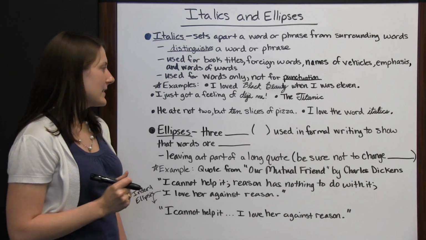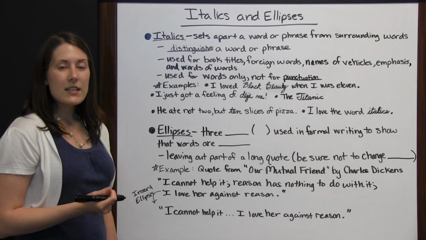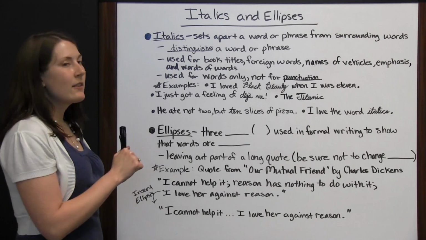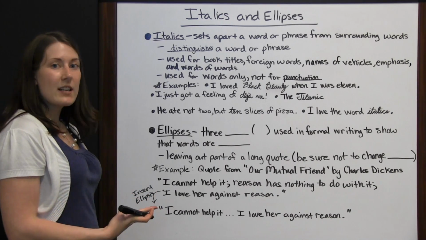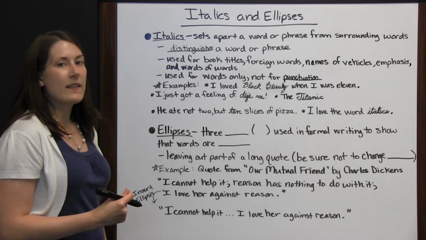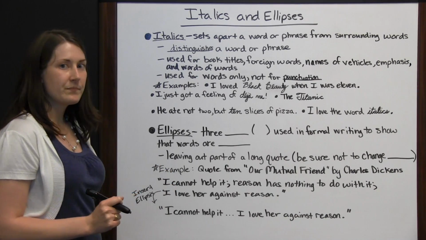That's what that means. So when you see italics, pay special attention to them and see why those words are being italicized. Is it a book title, a foreign word, the name of a vehicle, or is the author trying to emphasize something specific? Or are they just pointing out a specific word that they like or wanting you to pay attention to a certain word that they're discussing?